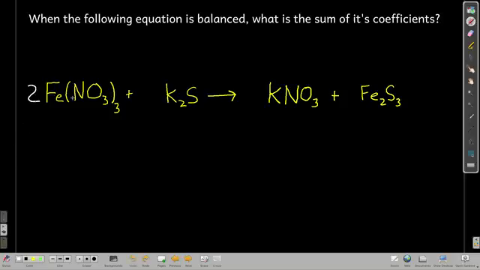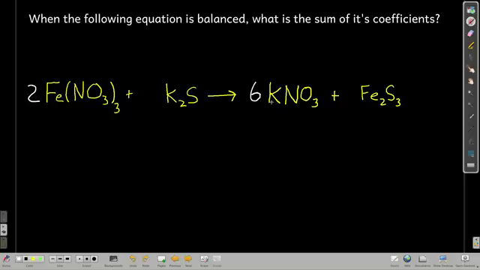Now, see, that changed something. Instead of having 3 NO3s, 3 nitrates, now we have 2 times 3, which is 6 nitrates here. Here we only have 1 times 1 nitrate over there. So I'm going to put a 6 here. That's the only thing I can do to affect how many nitrates I have on the right. Now I have 6 nitrates on both sides. I have 2 irons.